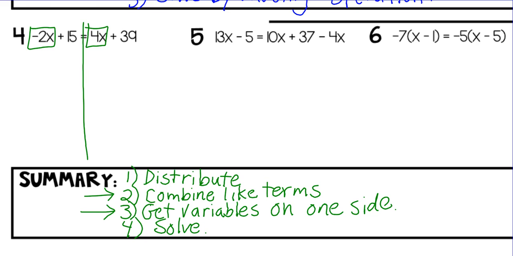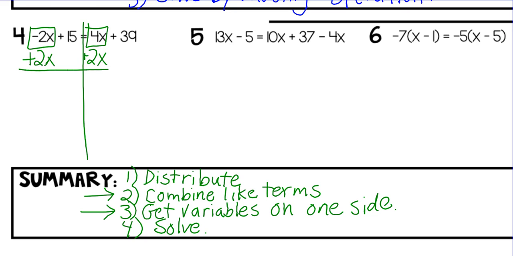So just like I said before, I'm going to try to get rid of any negatives. So if I want to get rid of the negatives, I'll get rid of the 2x, not the 4x. Okay, I could subtract 4x from both sides, but then I'm going to have a negative on the other. So the easiest way to do this is to add 2x to both sides. So I'm going to add 2x to both sides.